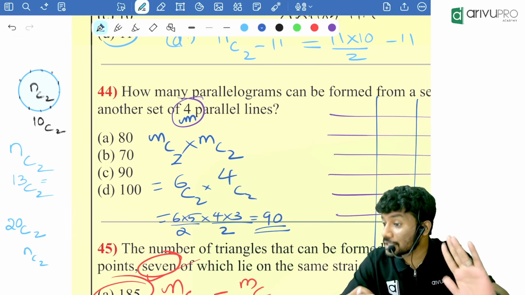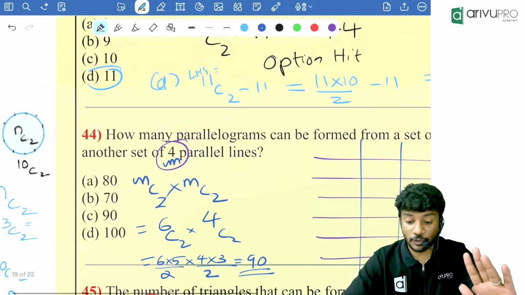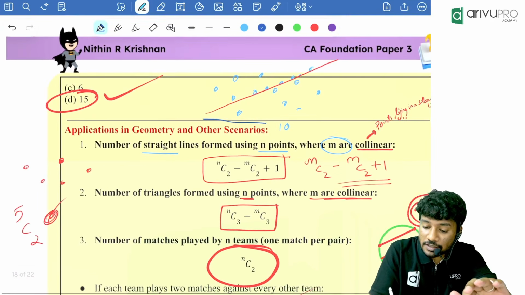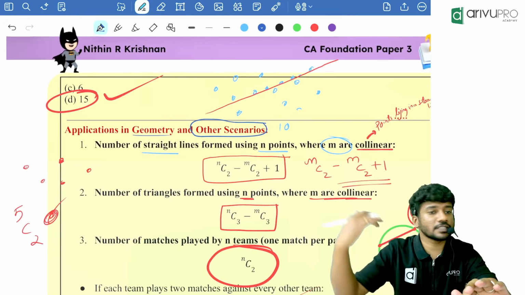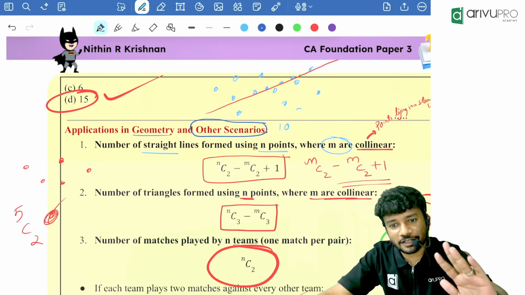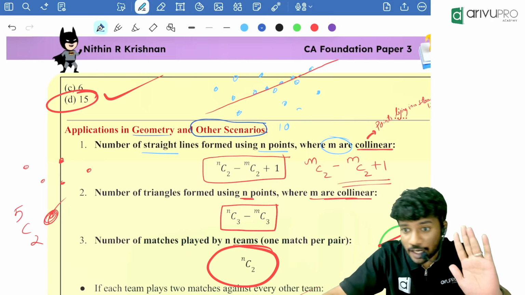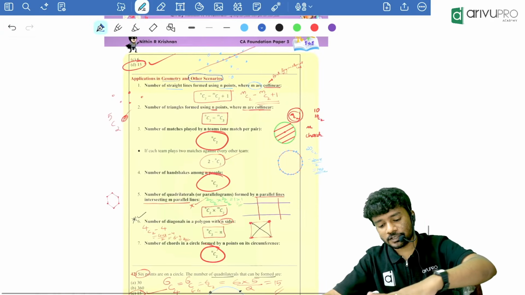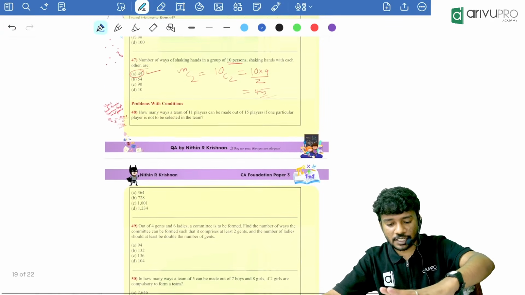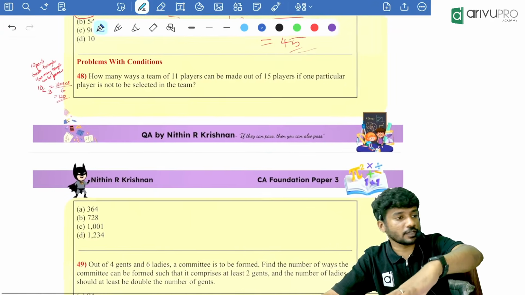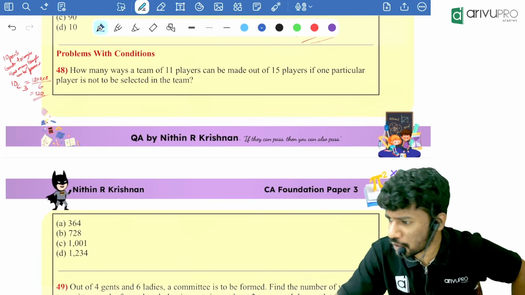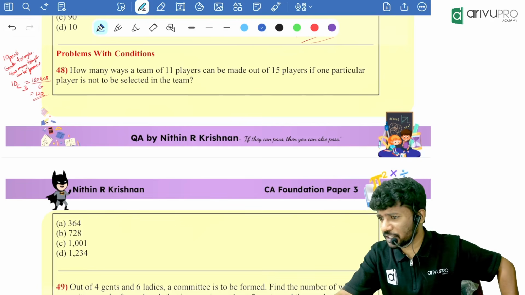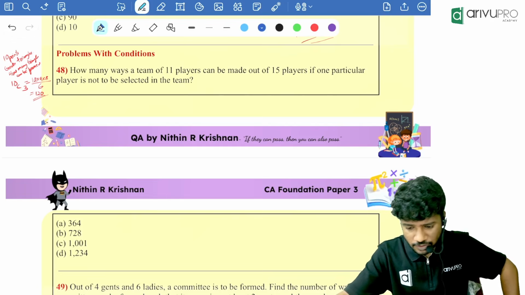And these are the set of questions based on your geometrical figures and other scenarios. Okay, another scenario is the number of matches. The geometrical figures, everyone, I hope you guys understood this. If that is clear, we can go for the final set of questions from this particular chapter. Now, it will be with conditions. Some conditions will be there. Based on the conditions, we should be answering it.